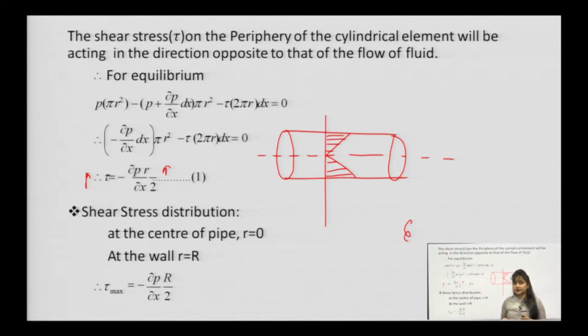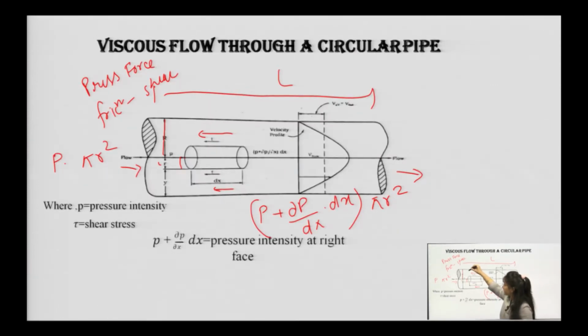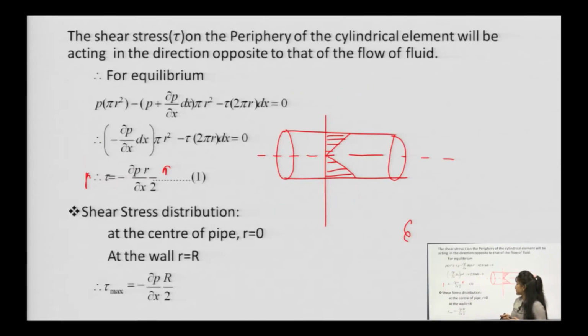stress will be 0. And then at the wall of the pipe, this small r turns to capital R, which means it is equivalent to the entire distance. And hence at the wall, small r will be converting into capital R, because it will be covering the entire distance, and hence you can see maximum shear stress could be seen in terms of R by 2, or directly proportional to the radius of the pipe.